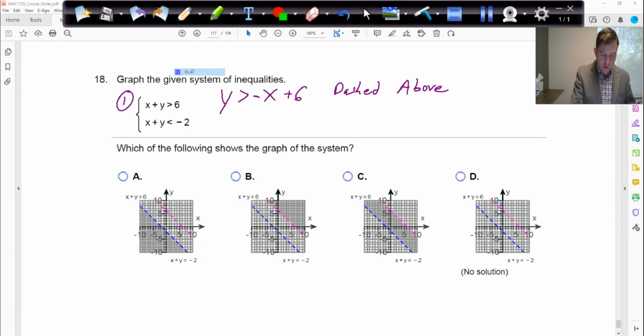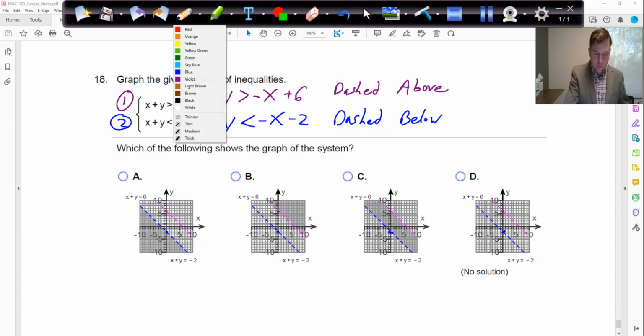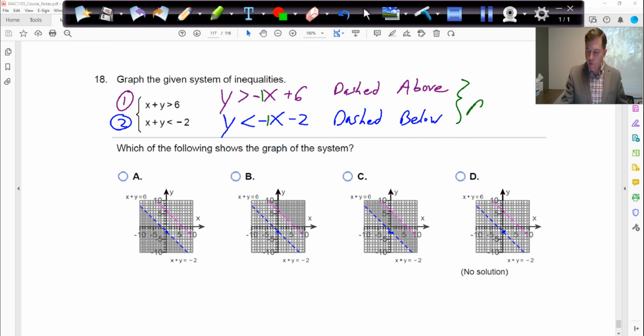Now let's look at 2. They did 2 in blue. So y, again, subtract x from both sides. Minus 2, this is also dashed. But because it's less than, they want to shade below it. So these all start at -2, and they all have a slope of -1. So notice when they have the same slope, so this slope of -1 and -1, those slopes are the same, you might remember this, parallel lines. And that's what we have here. They look like train tracks.